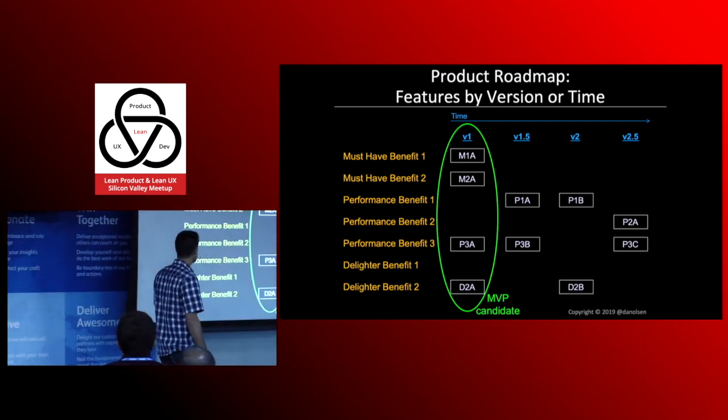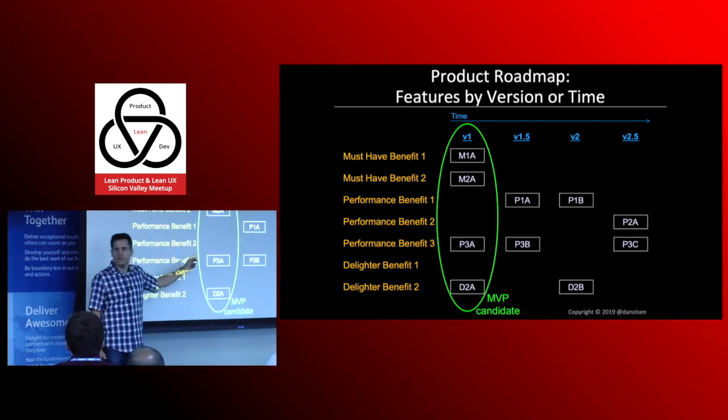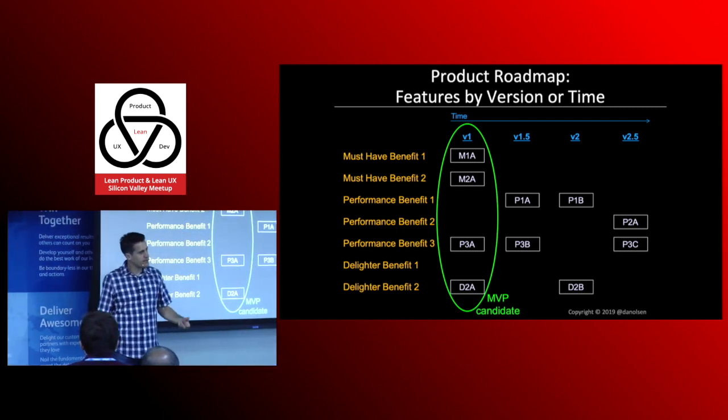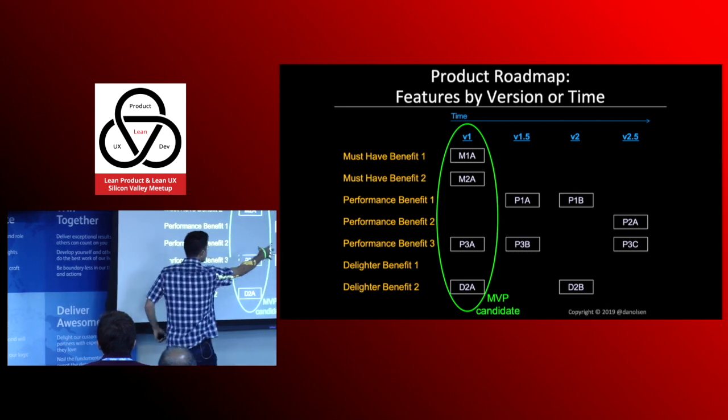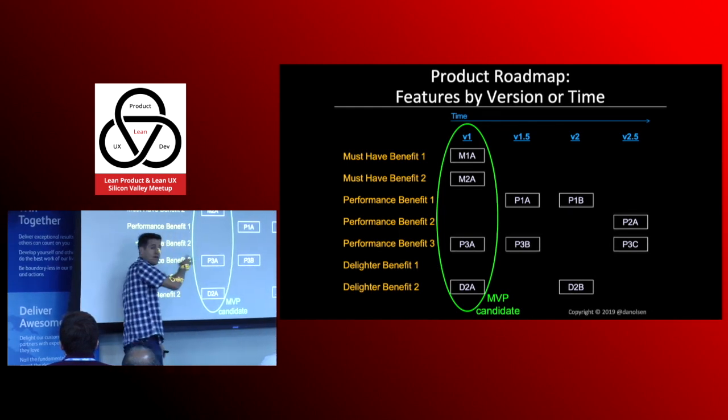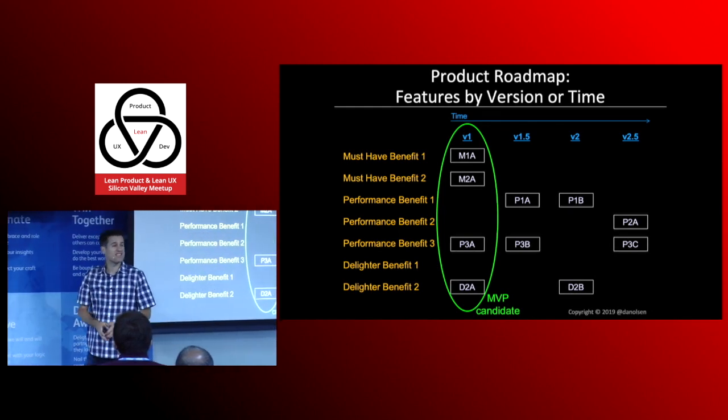And then some other stakeholder goes, are you crazy? You're not going to have any performance benefit two in there? And you say, okay, you break, right? What happens? You start pulling all these chunks, and they get pulled into the MVP. It's a slippery slope.